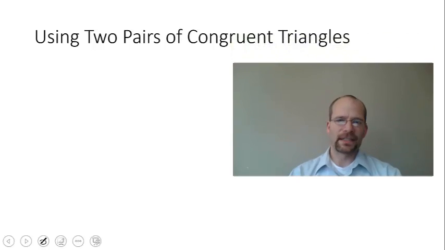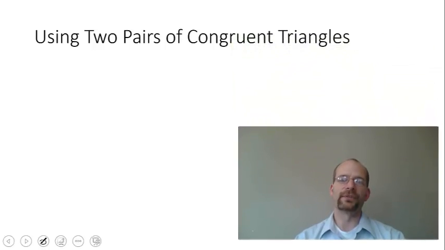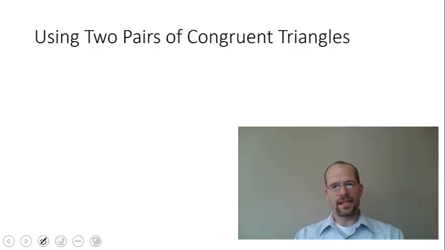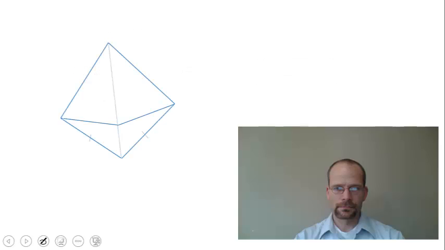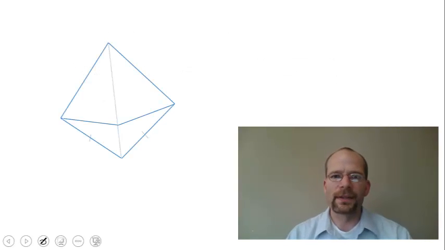The next thing we need to talk about is using two pairs of congruent triangles. Sometimes you're dealing with a situation in which there are multiple congruent triangles, and you need to reason into one set first. Then by CPCTC, you'll draw an additional conclusion, and then you'll be in a position to reason from there. Take a look at this diagram. Suppose we had the following information.